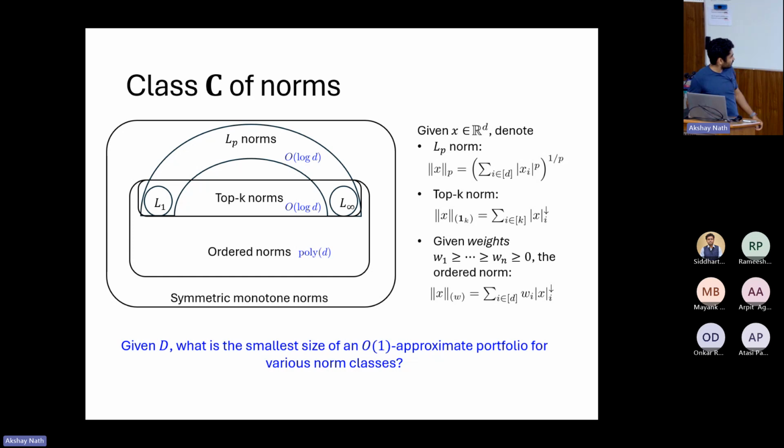For ordered norms, we jump from log D to polynomial in D. That is also not trivial, although it follows from an argument by Chakrabarty and Swamy in 2019. In the interest of time, I'll not go through that argument, but we show poly D is essentially tight, meaning you cannot pick log D solutions to satisfy all ordered norms. You do need a polynomial number. For symmetric monotone norms, it was unknown what the right answer is. We showed that the answer is polynomial in D. It's a slight extension of the argument for ordered norms.